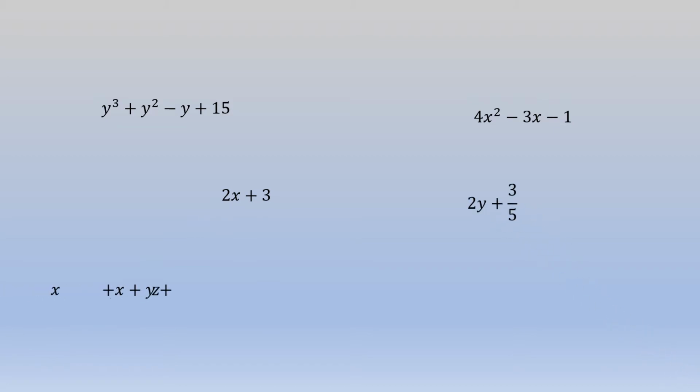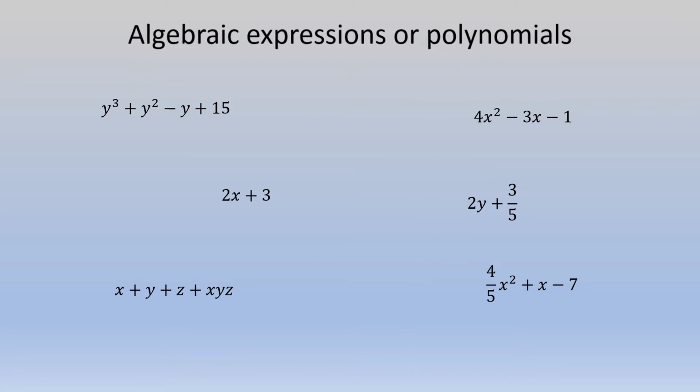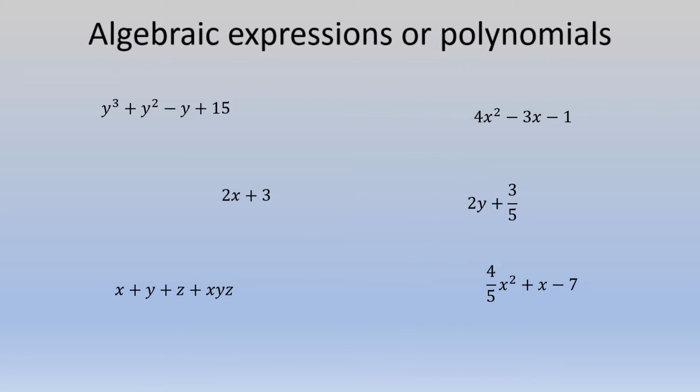Hello class, let's take some examples here. y cubed plus y squared minus y plus 15, 4x squared minus 3x minus 1, 2x plus 3, 2y plus 3y plus 5, x plus y plus z plus xyz, 4y plus 5x squared plus x minus 7. What are these expressions called? These are nothing but algebraic expressions or polynomials.